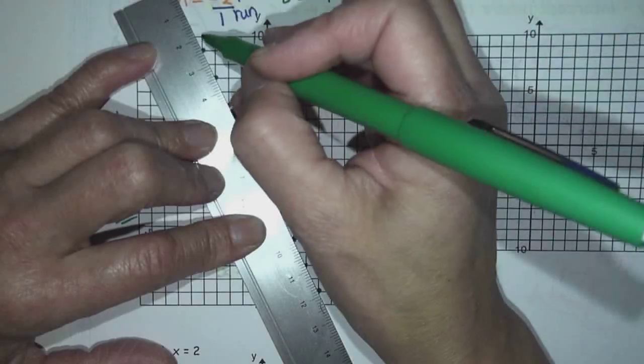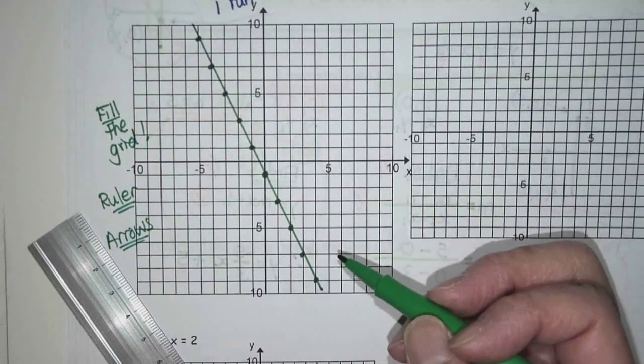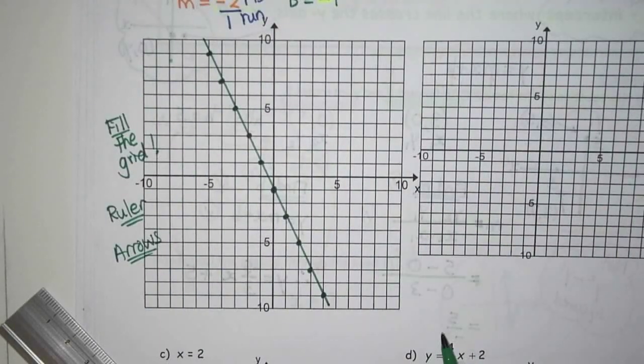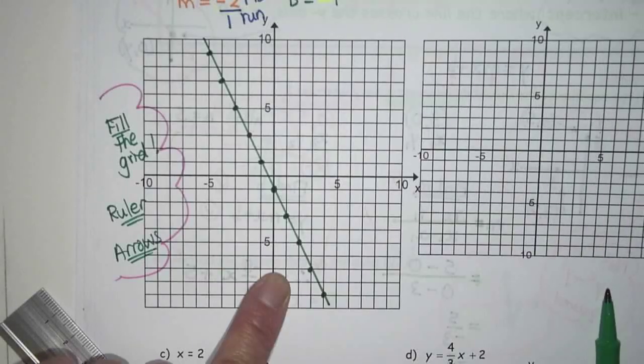So we're going to use a ruler. You have to use a straight edge. If you don't use a straight edge, you're saying that you don't understand that a line, an equation of a line, is supposed to be straight. So you do have to use a straight edge.